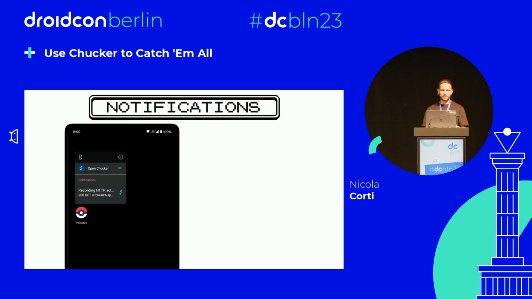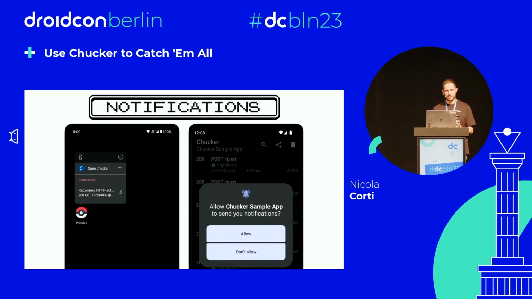And also, we do better support for notification permissions. So from Android 13, you need to explicitly request the notification permission as Chucker relies on notifications. We also are blocked by that. So if your application doesn't request that specific permission, there is a section in the README that explains how to request it and how Chucker can help you with that.